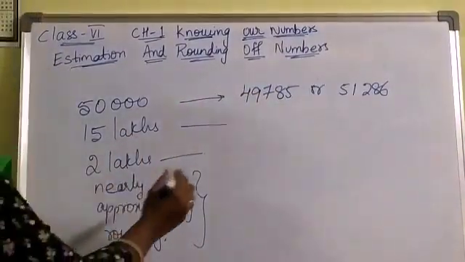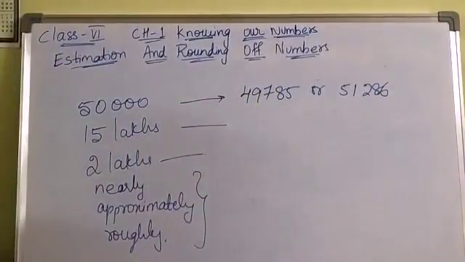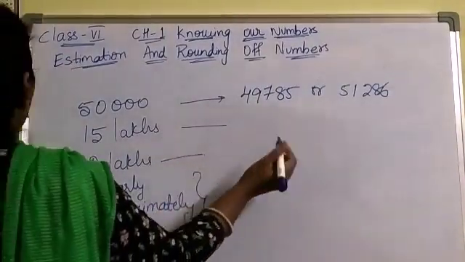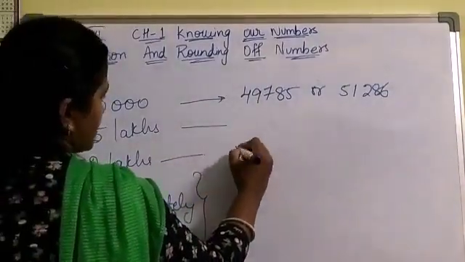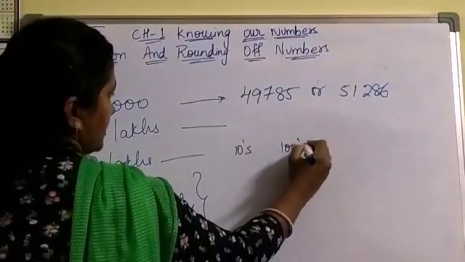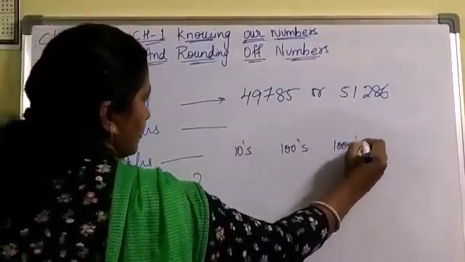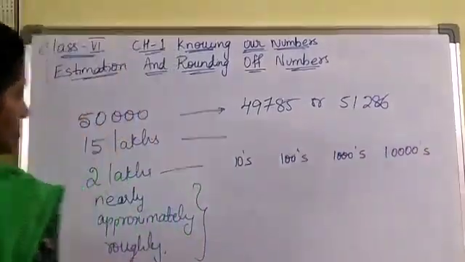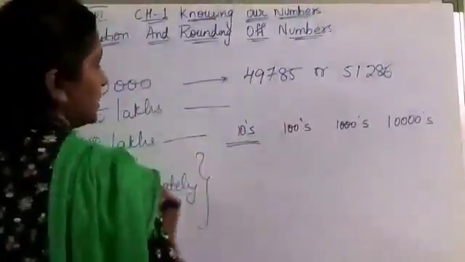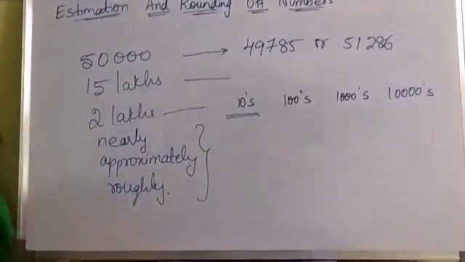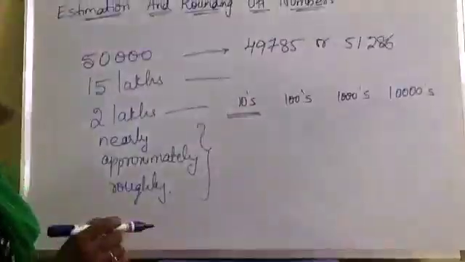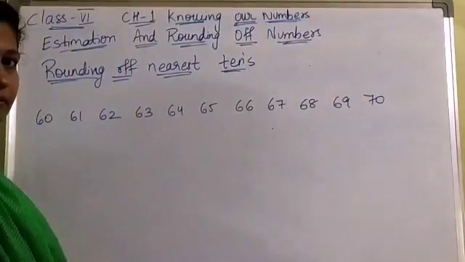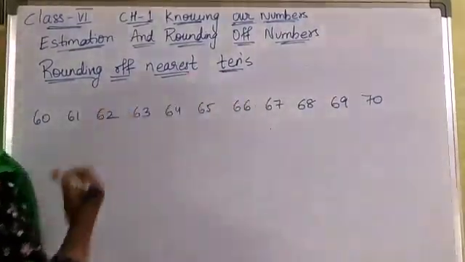Okay, estimation is also a good way of checking answers. So here we usually round off the numbers nearest to tens, hundreds, thousands, 10,000s. Now in this I am going to explain how to round off numbers nearest to tens, hundreds, thousands and 10,000s. Is it clear? Rounding of nearest to tens.